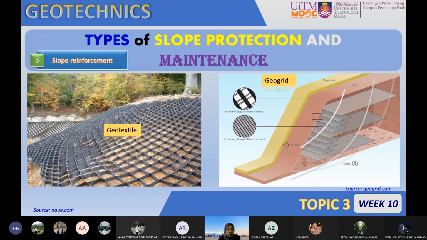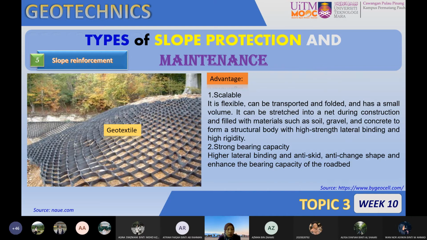The advantages of having slope reinforcement, such as the scalable one, are that it is flexible, can be transported and folded, and has a small volume. It can be stretched into a net during construction and filled with materials such as soil, gravel, and concrete to form a structural body with high strength lateral binding and high rigidity. It also offers a strong bearing capacity, higher lateral binding, anti-skid, anti-change of shape, and enhances the bearing capacity of the road bed.